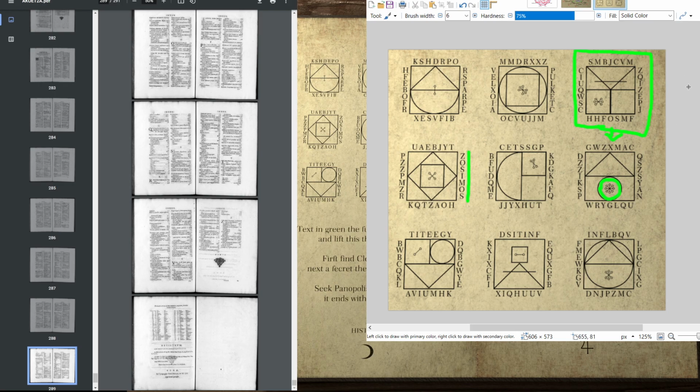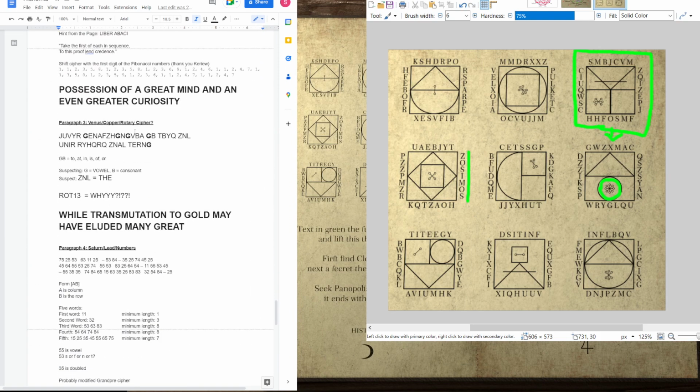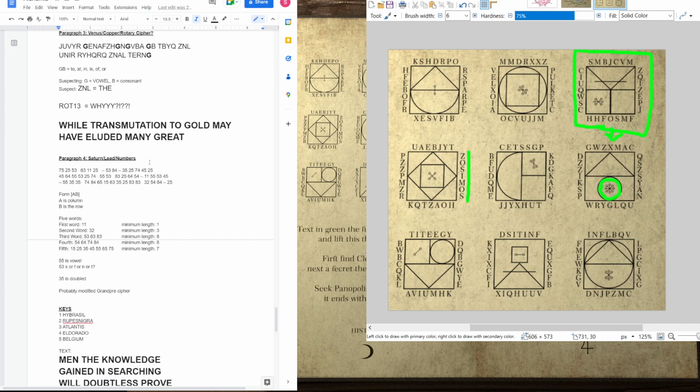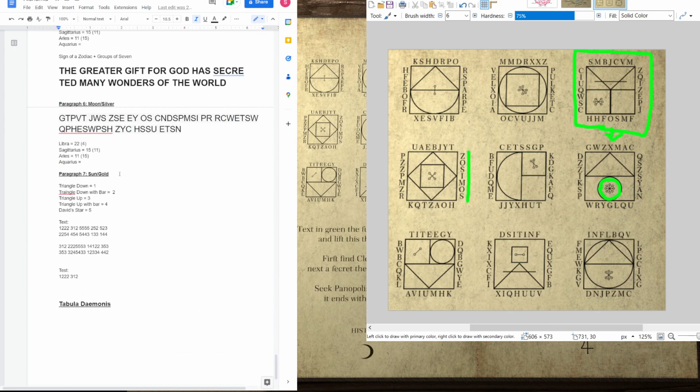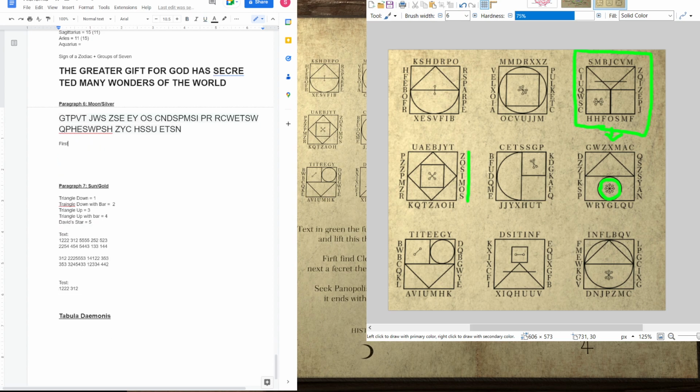Well, we can start. Let's now start attacking the substitution cipher. Let's just start attacking it and go from there. So, first is Cleopatras. Gold. So we have G W Z X M A C.